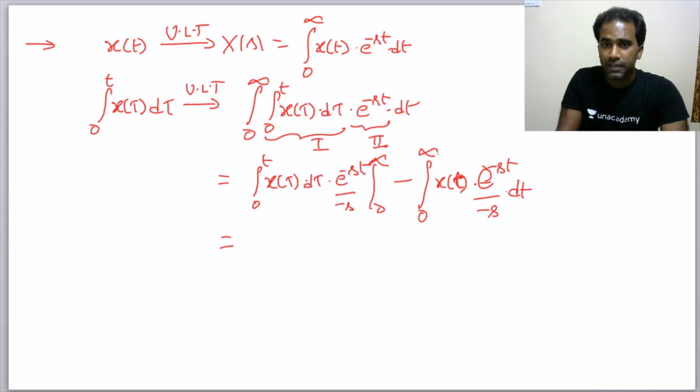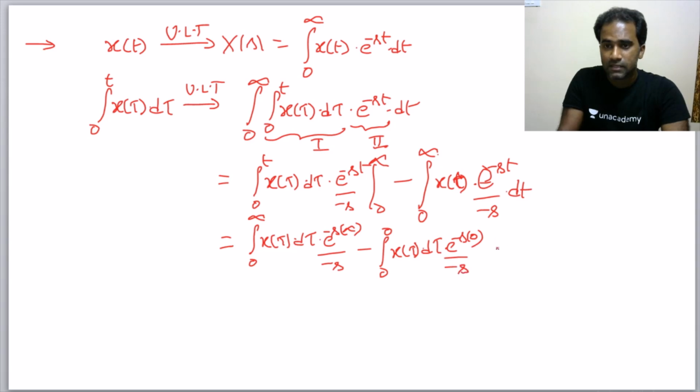Okay, now look at this one. If you substitute infinity for t in the upper limit, we get integration from 0 to infinity of x of tau d tau into e power minus s times infinity divided by minus s, minus the lower limit, where in place of t we substitute 0, x of tau d tau into e power minus s into 0 divided by minus s, minus. If you look at this, it looks exactly like the formula. Minus into minus becomes plus, 1 by s outside. The remaining part, x of t into e power minus st dt, looks exactly like capital X of s.